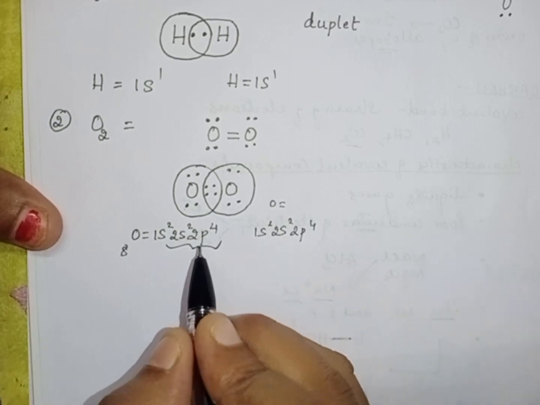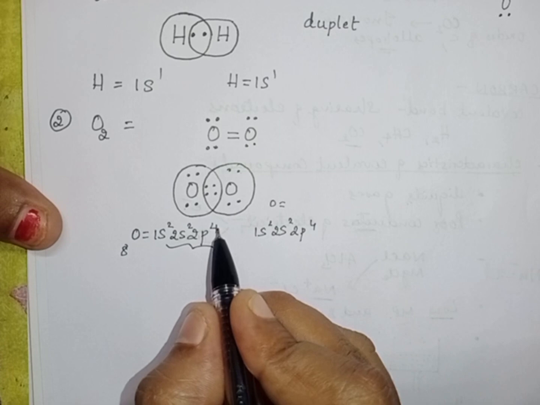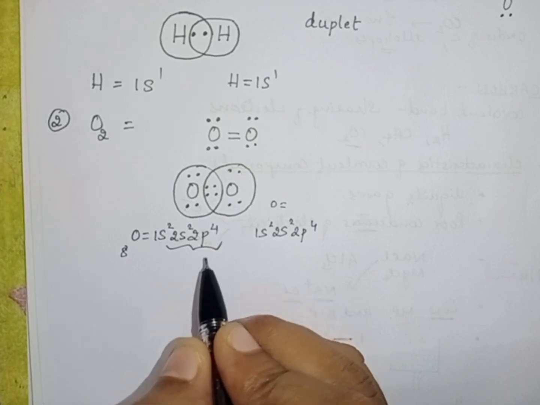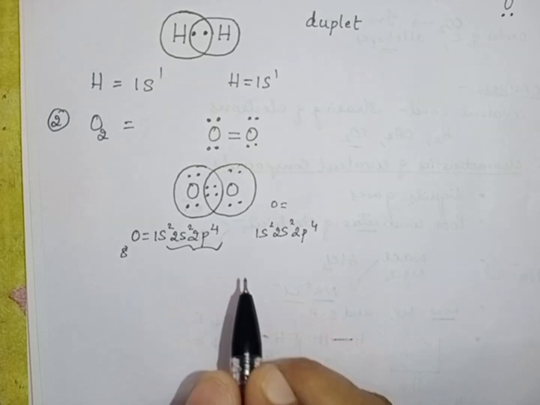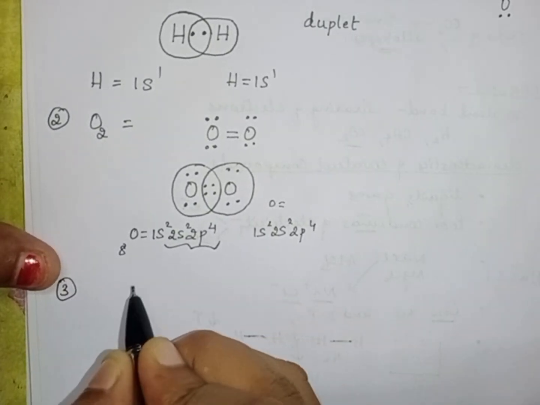Clear? See, for example, if 2p5 is there, it means it requires 1 electron. 2s2, 2p5 means 7 is there. Already it requires 1 more electron. Like that. Next, third one, nitrogen.